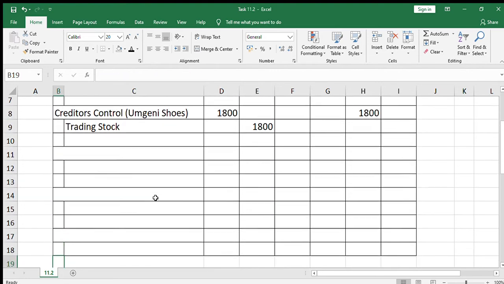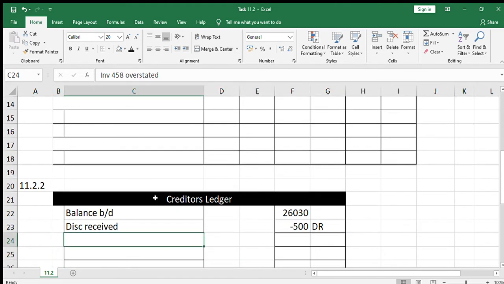We'll also go and do this in our creditors ledger. So this was invoice 458. I said overstated. So we're going to subtract 1,800 because we're not owing them that money. Okay, after 11,300, the next thing is 22,000 in their credit column, and it is in our debit column, so we don't have to do anything about it.